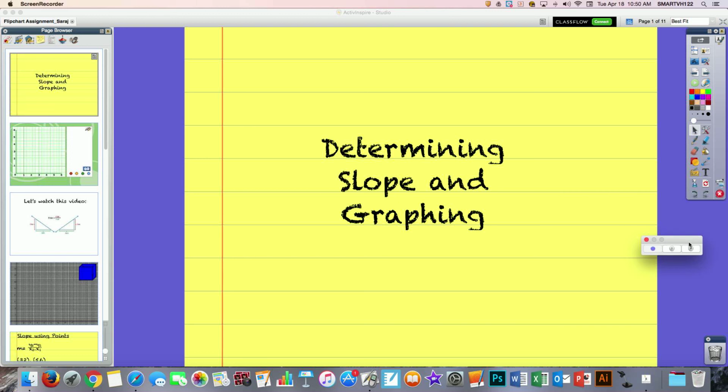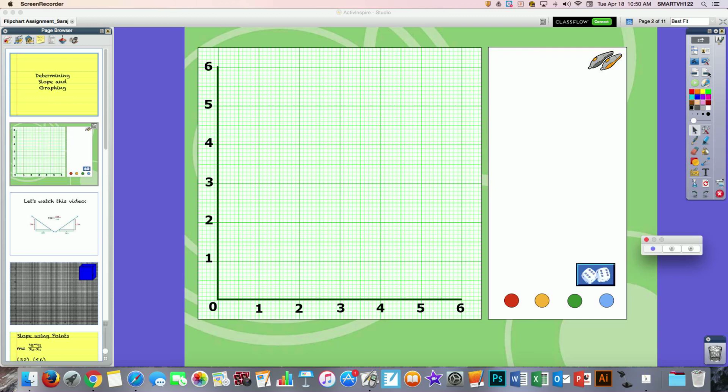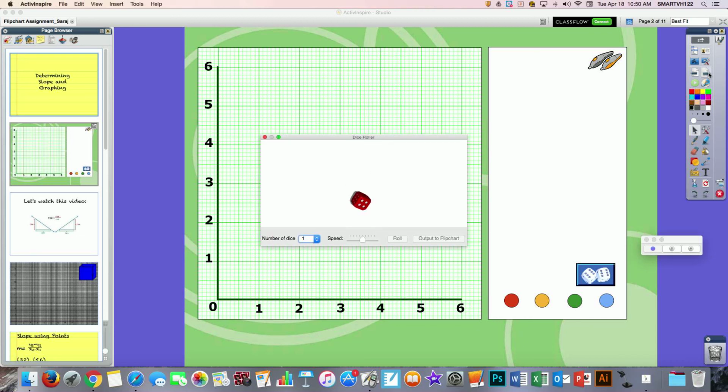Morning, everyone. We're going to be learning about slope and graphing. So first is an activity to kind of review how to plot points. So let's get 2 dice here and roll.